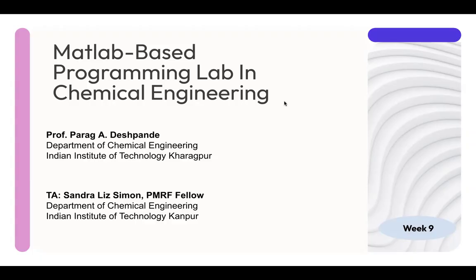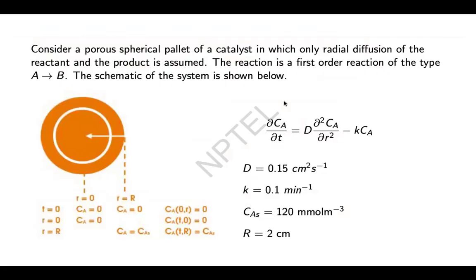So let's start today's session. This week's problem that we are trying to solve is of a porous spherical pellet catalyst. Let us go through the problem once, and then we'll discuss what kind of problem it is, and I'll show you a few examples. Then we'll come back to this problem because it has several sub questions. If you understand how to tackle this kind of problem, the sub questions will become much easier.